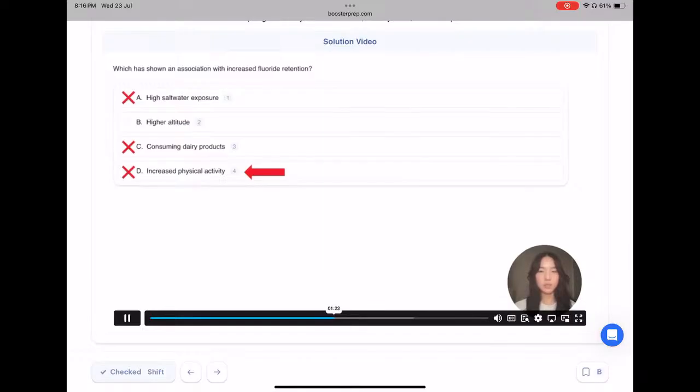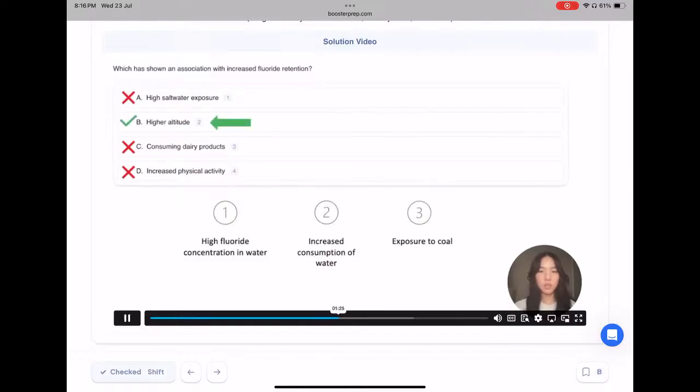fluoride retention. This means that our correct answer is option B, which reads higher altitude. Because water will reach a boil at a lower temperature and evaporate more quickly, this means that there tends to be a higher fluoride concentration in the water. Consumption of things that require water, especially tea, coffee, or other foods, can increase the amount of fluoride that is in the body. In addition, the body can become dehydrated more quickly in higher altitudes, so it is recommended that people who live in these areas consume more water compared to those who live in lower altitudes.